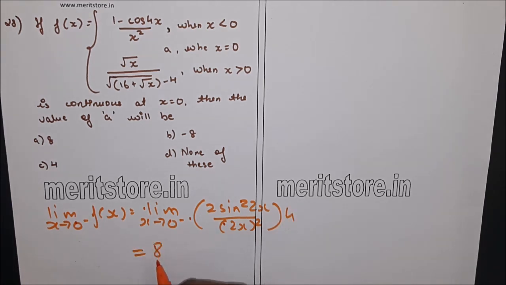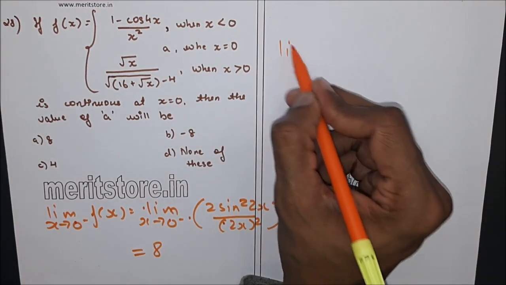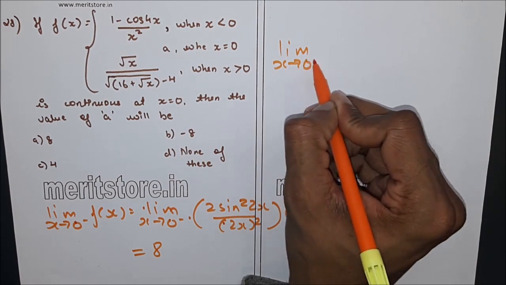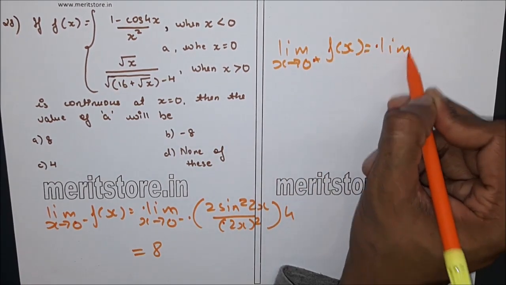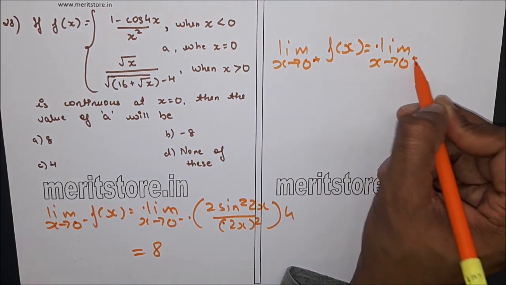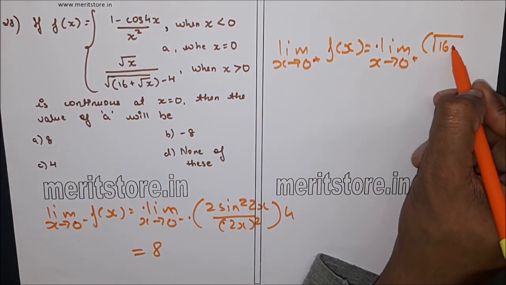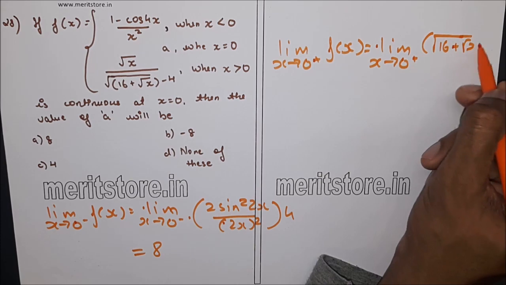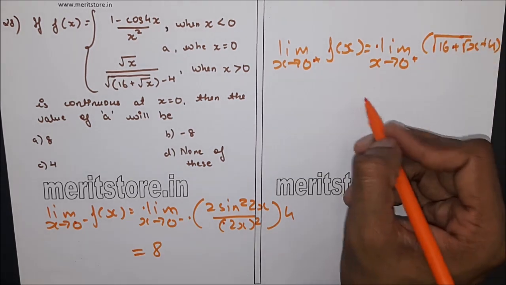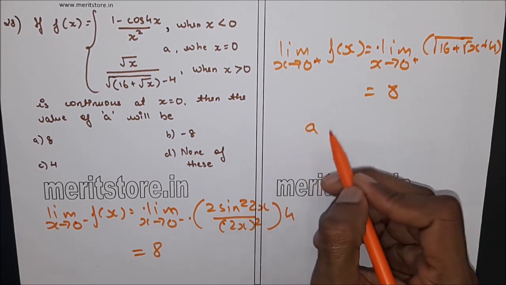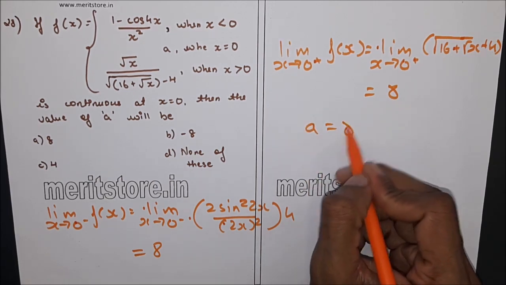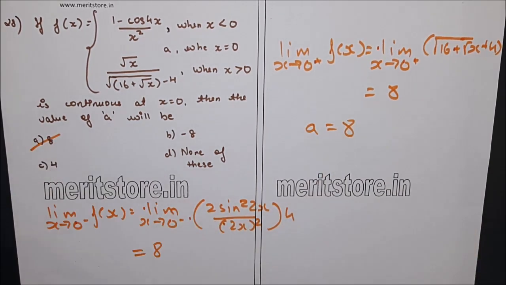which is equal to 8. Therefore, the limit as x approaches 0 from the right hand side of f of x is equal to the limit as x approaches 0 from the right hand side of root x upon root 16 plus root x minus 4, which we get as 8. Therefore, we get the value of a when x is equal to 0 as 8. Therefore, option A is the correct answer.